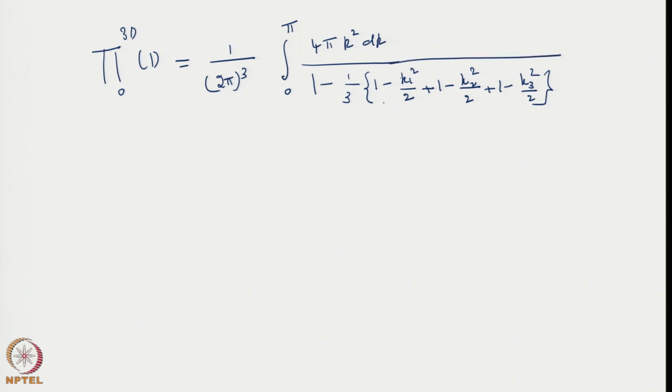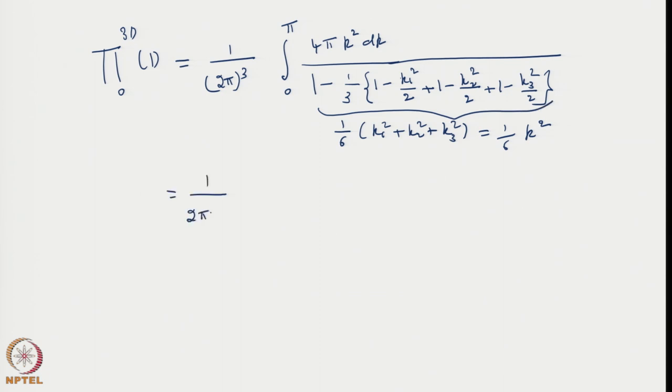And in this whole thing, 1 plus 1 plus 1, 3 cancels. So the first term cancels, all the others will be positive. So 1/6 of k1 square plus k2 square plus k3 square equals 1/6 of k square. I am referring to the denominator only. So which means this integral is going to be from 0 to pi, 4 pi k square dk divided by k square by 6.